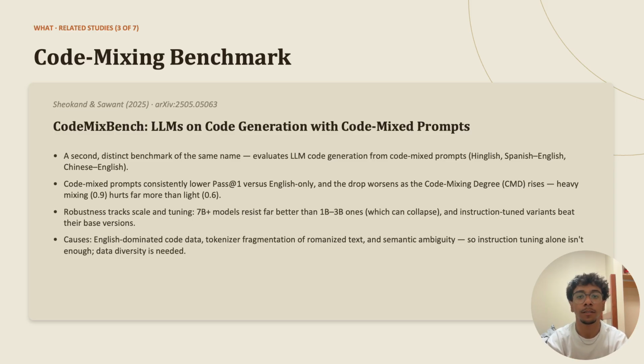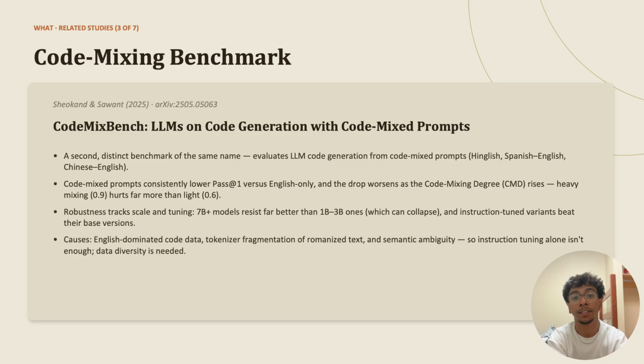Robustness depends on the model, and models with 7 billion plus parameters resist much better than the small ones that are up to 1 to 3 billion parameters, which can collapse, and instruction-tuned versions beat their base counterparts. The most robust models, like the OpenCoder 8 billion instruct, were pre-trained on huge, noisy, multilingual corpora, so mixing barely affects them. They trace the degradation to three causes.